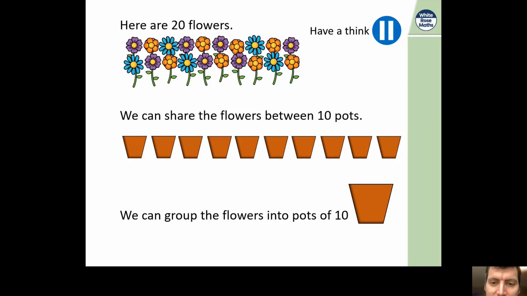The people doing these slides are wonderful because they love flowers, so that's lovely. So we've got 20 flowers here, and we're going to share these 20 flowers between 10 pots. And the second element of this is where we group them into pots of 10. Okay, so first of all, you see we've got 10 different pots, so we're going to share the flowers. So have a think about how many would be in each pot. And secondly, if you group them so there's 10 flowers in each pot, how many flower pots full of 10 flowers would you end up with? So you're going to share the first time by 10, and then you're going to group into 10s the second time. So if you can have a go at those.